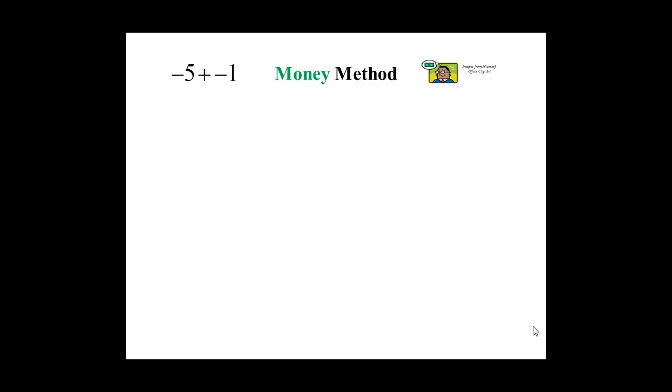We will add -5 plus -1 using the money method. The negative number -5 indicates that you have borrowed $5 from your Uncle Larry. Thus, you are $5 in debt to him. The -1 indicates that you borrowed another dollar from Uncle Larry. Where do you stand with Uncle Larry now? -5 plus -1 equals -6. You owe Larry $6. We indicate that you owe him with the negative in front of the 6.